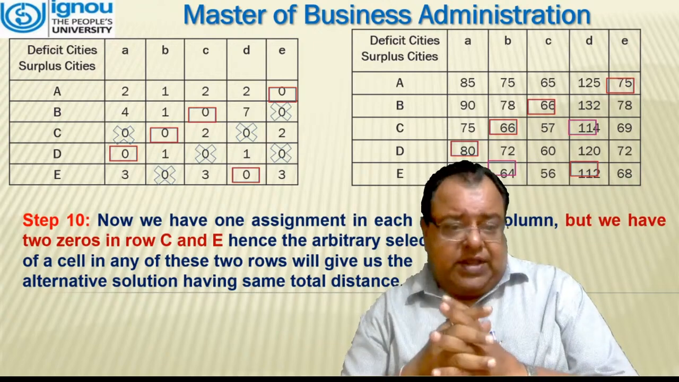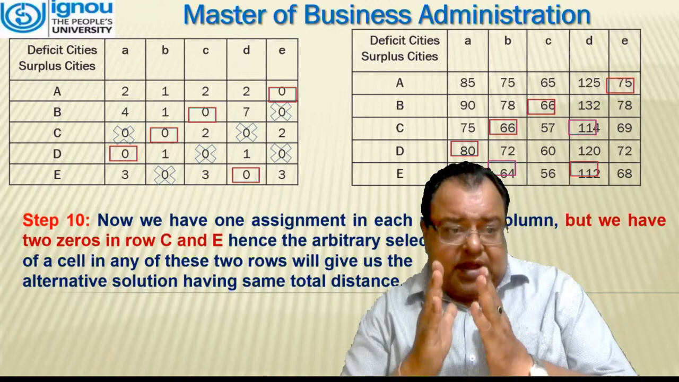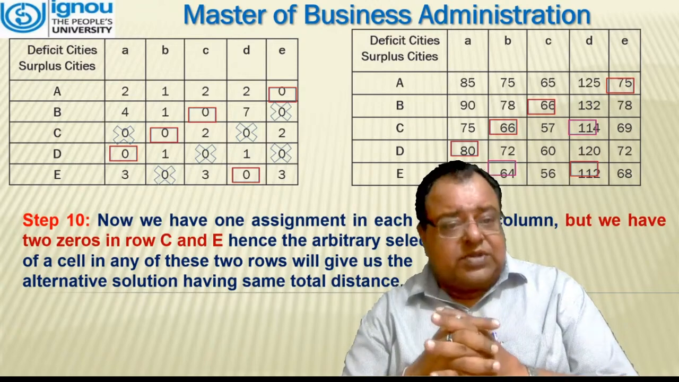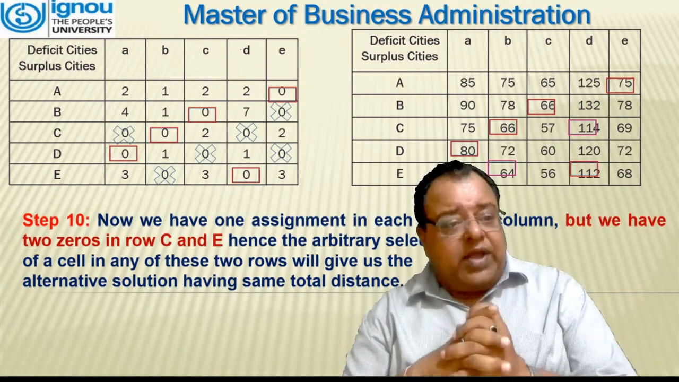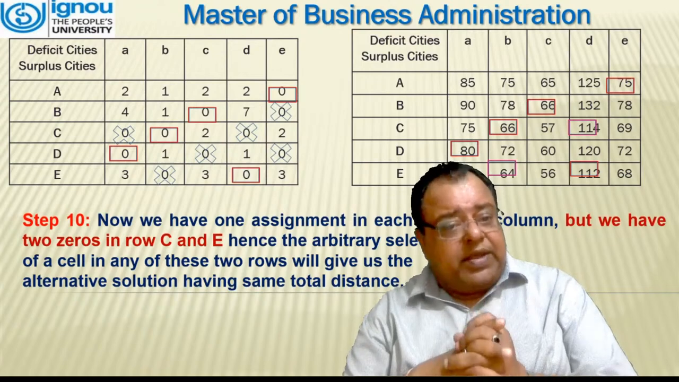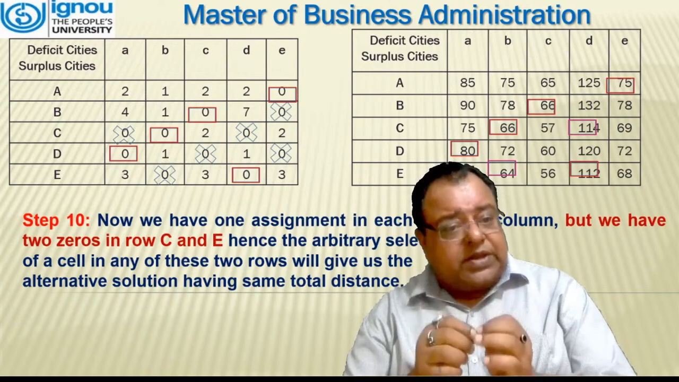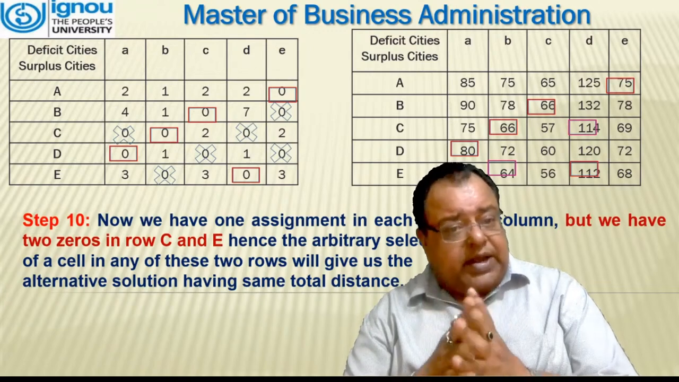Again, we have to see what is the status of zeros in every row and every column. In row A, we have a single assigned unit. In B, we have a single. In C, it is B1. In D, it is A1. And in E, it is D1.